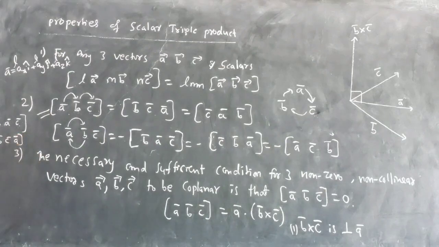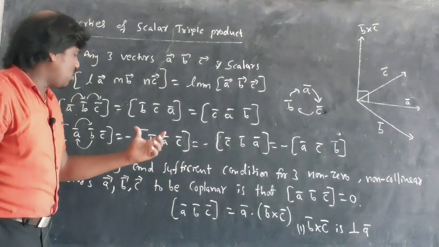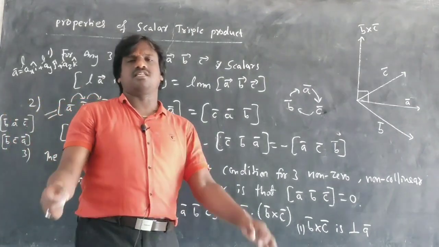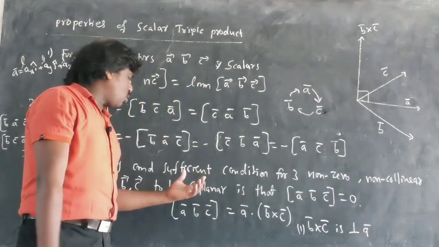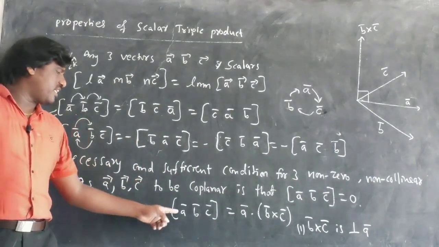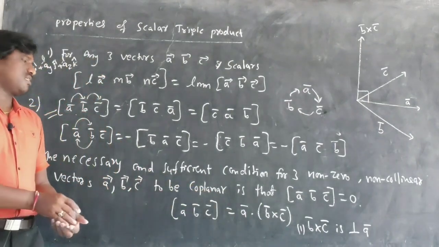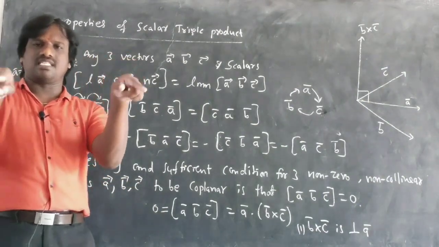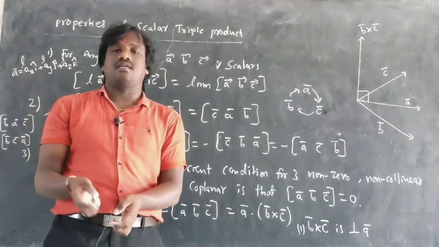And property number 3, the necessary and sufficient condition for 3 non-zero, non-collinear vectors A, B, C to be coplanar. This is a most important question. JEE asked about these coplanar vectors many times. When can we say 3 vectors are coplanar? If their box is 0. If the box of ABC is 0, then we can say the vectors are coplanar. Reason is what?